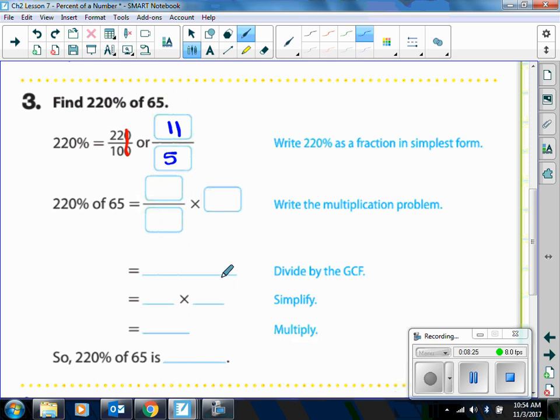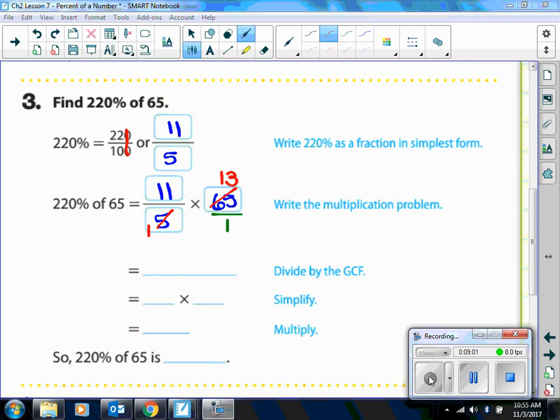Very good. So we're going to take that 11/5 and we're going to multiply that times 65. And again, if you want to put that over 1, you can. And now we can simplify before we multiply, right? So 5 divided by 5 is 1. And 65 divided by 5 is 13. So now we're going to multiply 11 times 13 for the numerator and 1 times 1 for the denominator. So we get 143. So 220% of 65 is 143.